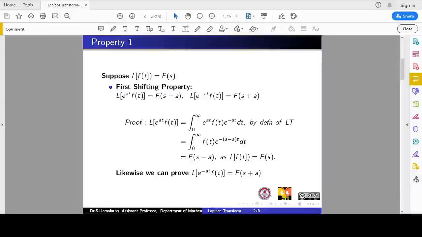terms like the product of two functions, exponentials, or multiplication by t, something of that kind. So we need some properties to handle all these. This session will be discussing all those properties of Laplace. So we'll look into the first shifting property.